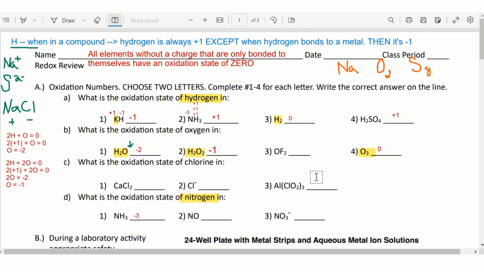This one, OF2. Okay, so I have to be careful for this one, all right? Let me write the formula first. All right, I have one O and 2 F's. I add them together, I get 0, right? No charge. I'm solving for oxygen, right? So that means I'm going to leave oxygen alone and plug in the value for fluorine.